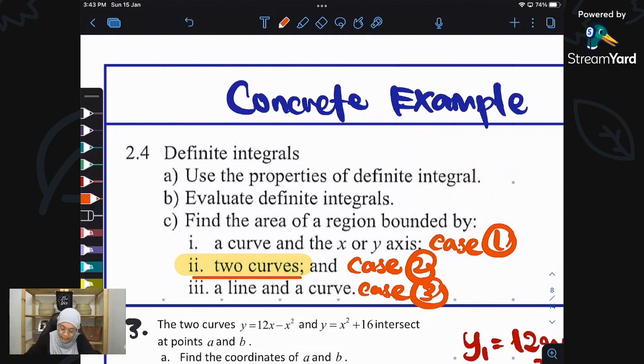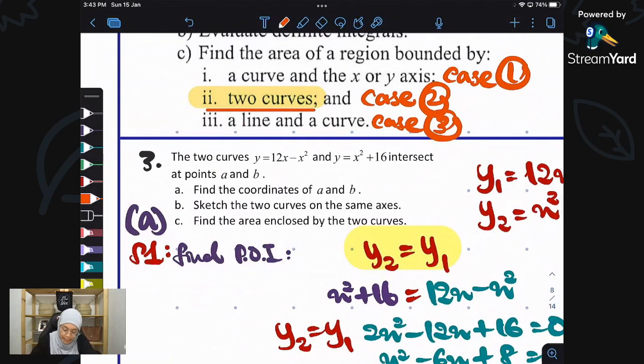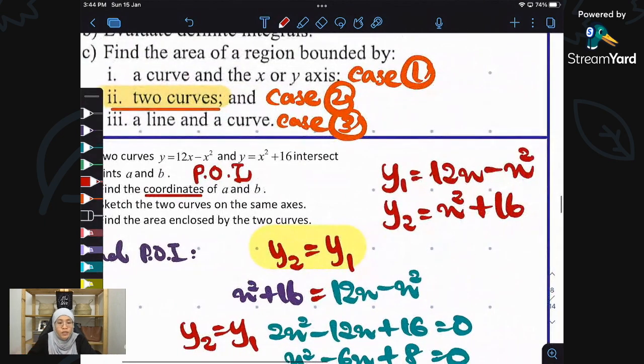Let's go straight to the question, which says the two curves y equals 12x minus x squared and y equals x squared plus 16 intersect at the points A and B. First question: find the coordinates of A and B. So how to find the POI? Coordinates of A and B simply means we want to find the point of intersection, POI. Before I find the coordinates, it would be best if I let them be y1 and y2.